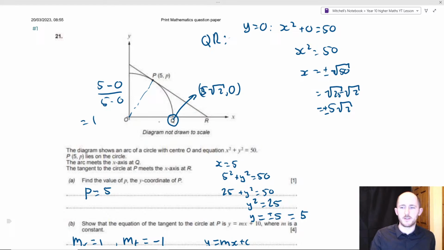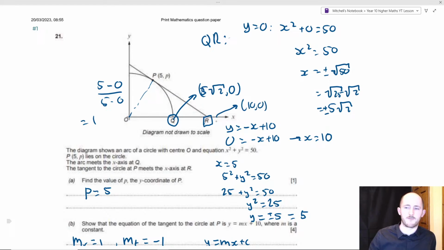Okay? And you can use the exact same method to work out what the x-intercept is for r. So we worked out that the equation for the line was y is equal to minus x plus 10. So if I sub in y equals 0, we get 0 is equal to minus x plus 10. So that means x is just equal to 10. Which makes sense, right? Because it should be slightly bigger. Right, so 5 root 2 is less than 10, so that kind of makes sense on the diagram.